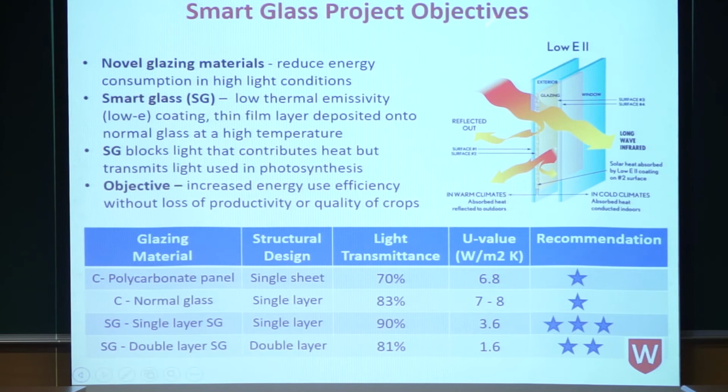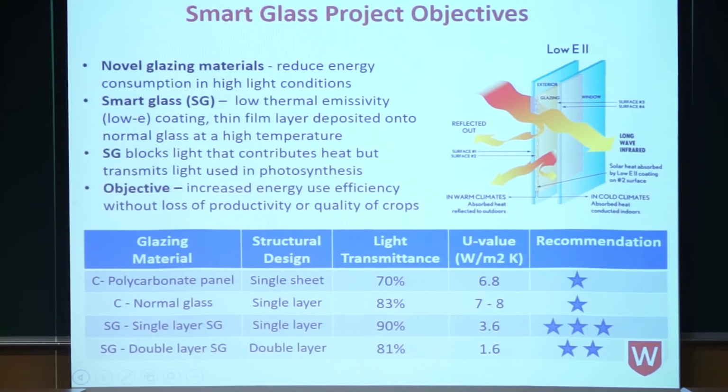We use something called a smart glass. It turns out to not be as smart as we'd hoped, but what it ends up doing is reducing shortwave radiation and IR. And the idea behind it is it's supposed to block the light that contributes heat, but not photosynthesis.